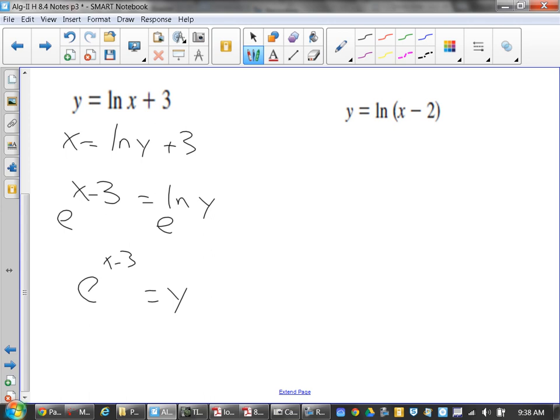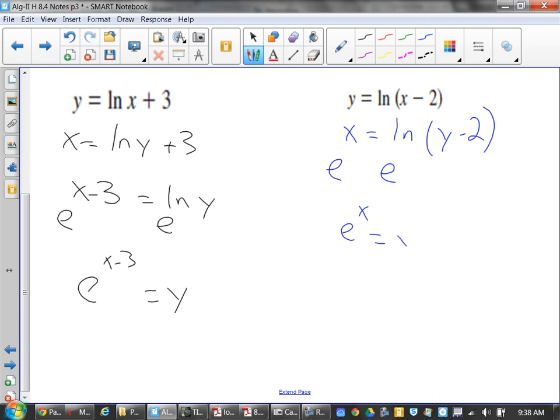Now when we get to the other one, we're going to do the same process. We have x is the natural log of y minus 2. Since that y minus 2 is in parentheses, I can't do anything with it right off the bat. So I have to undo it. I have to undo the natural log. You e it on both sides. So you have e to the x and e to the natural log of y minus 2. When you do that, the e to the natural log, that y minus 2, drops. You wind up with e to the x is y minus 2.